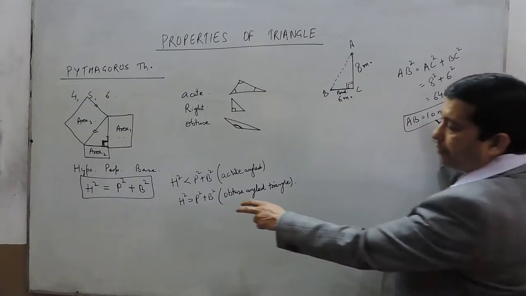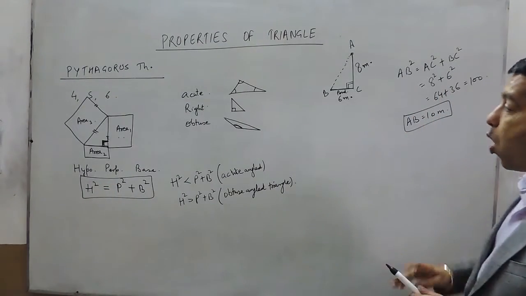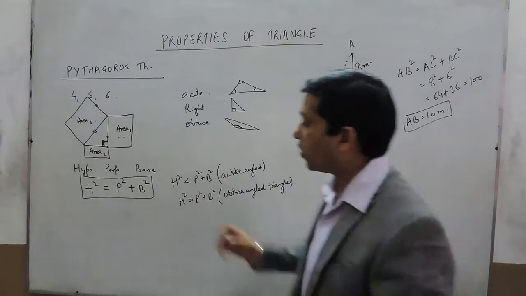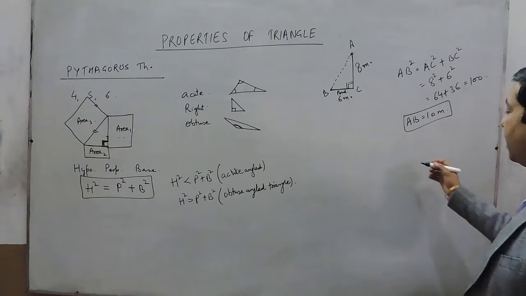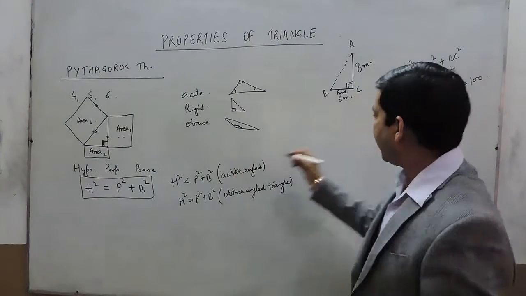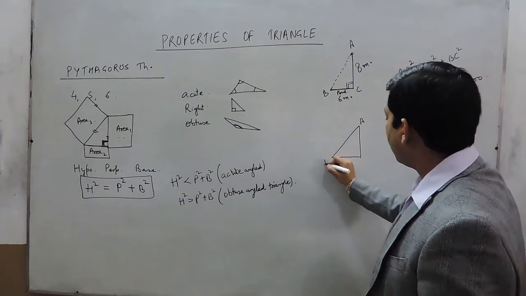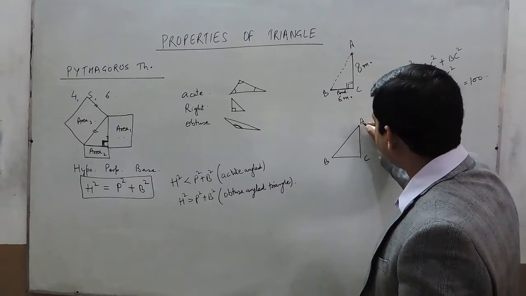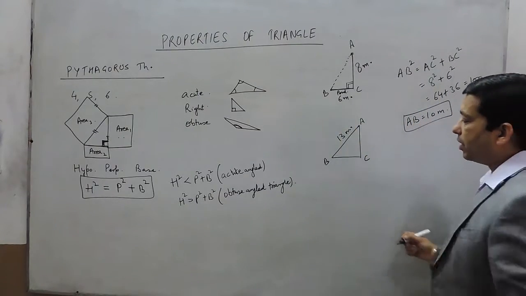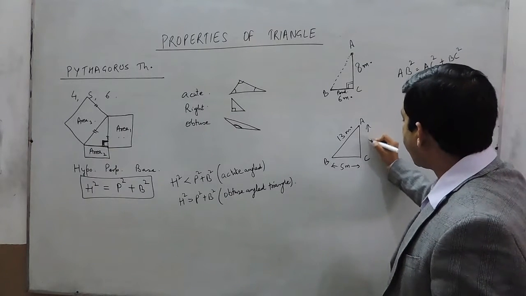Here we can say if h square is equal to p square plus b square, then it is a right angle triangle, or if it is a right angle triangle, then h square is equal to p square plus b square. Here, if instead of finding h, we have to find the value of p or b, let us take another example. We know that this distance is 13 meters. So the hypotenuse is 13 meters and the base is 5 meters. So what is the height of this triangle?